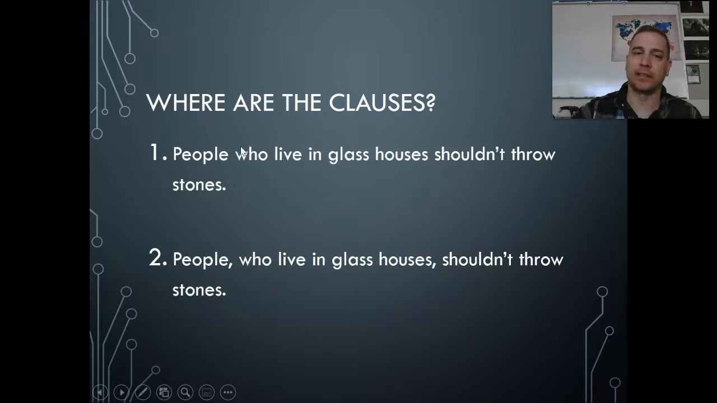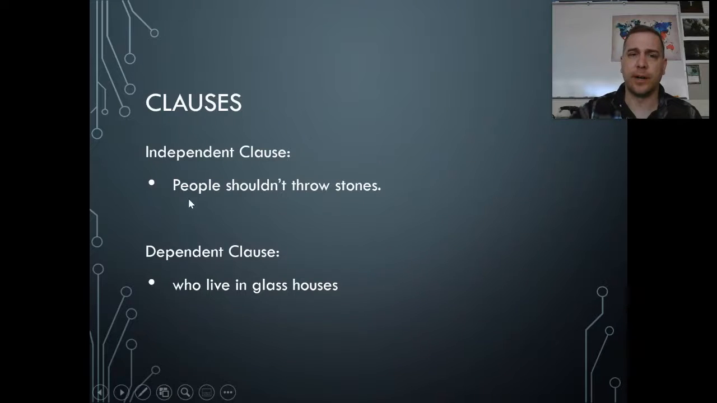And this is a complex sentence type 2. It is used to either refer to a specific type of person or to give extra information about the subject of a sentence, or you could also refer to the object, but typically it'll be the subject of the sentence. And so remember, the independent clause is people shouldn't throw stones. The dependent clause is who live in glass houses, right? We put this dependent clause right in the middle of the independent clause. People who live in glass houses shouldn't throw stones.